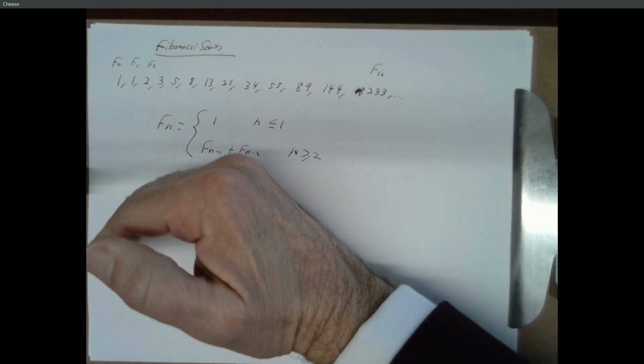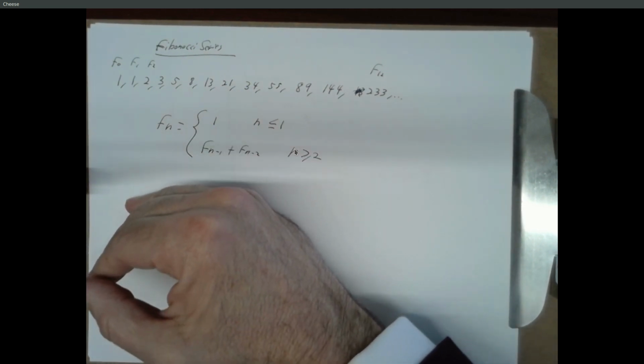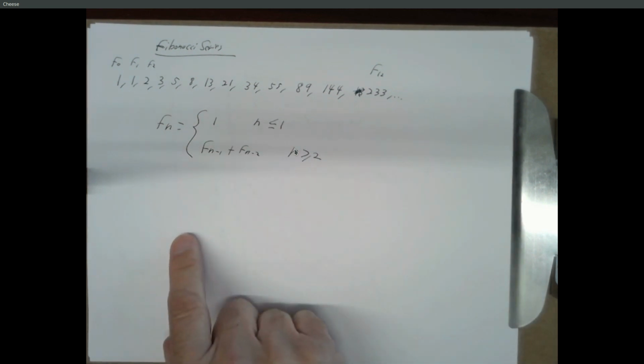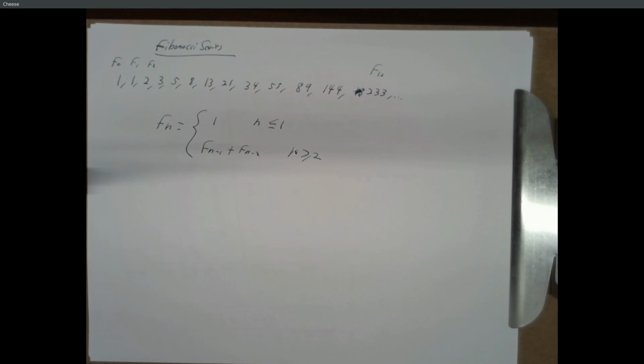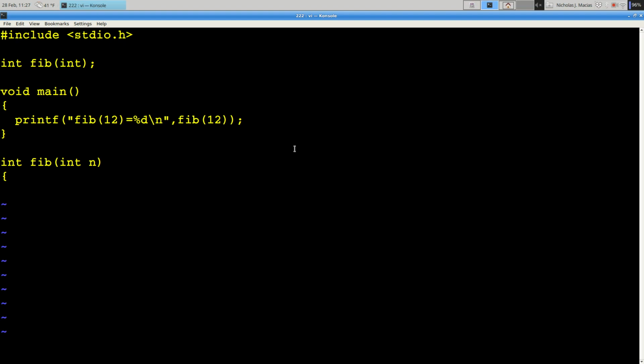Okay, so that's a valid mathematical description of f(n). It's 1 if n is less than or equal to 1. Otherwise, it's the sum of the two previous values. So we can take that definition of f(n) and turn it into code, and it looks almost exactly the same. If n is less than or equal to 1, my function just returns 1. Otherwise, it returns fib of n minus 1 plus fib of n minus 2.